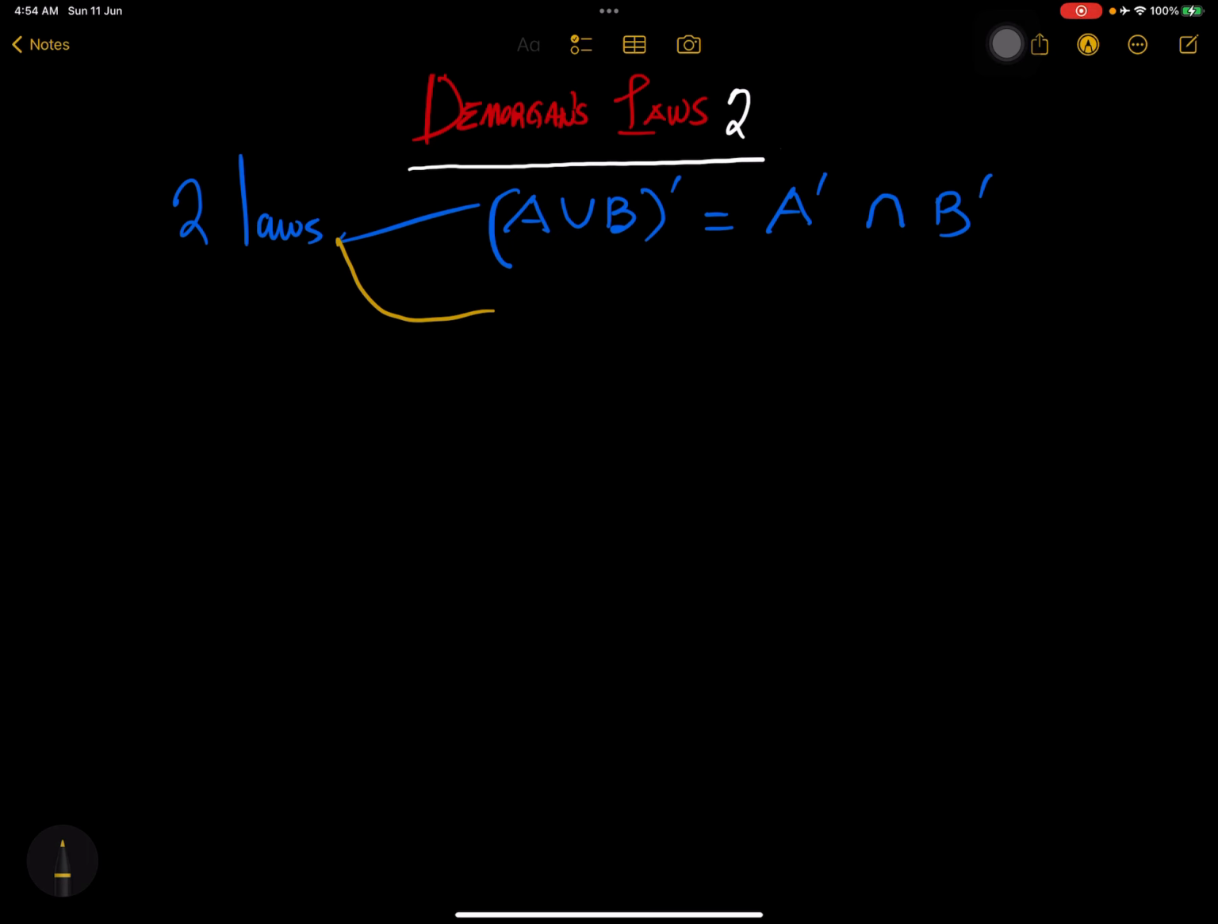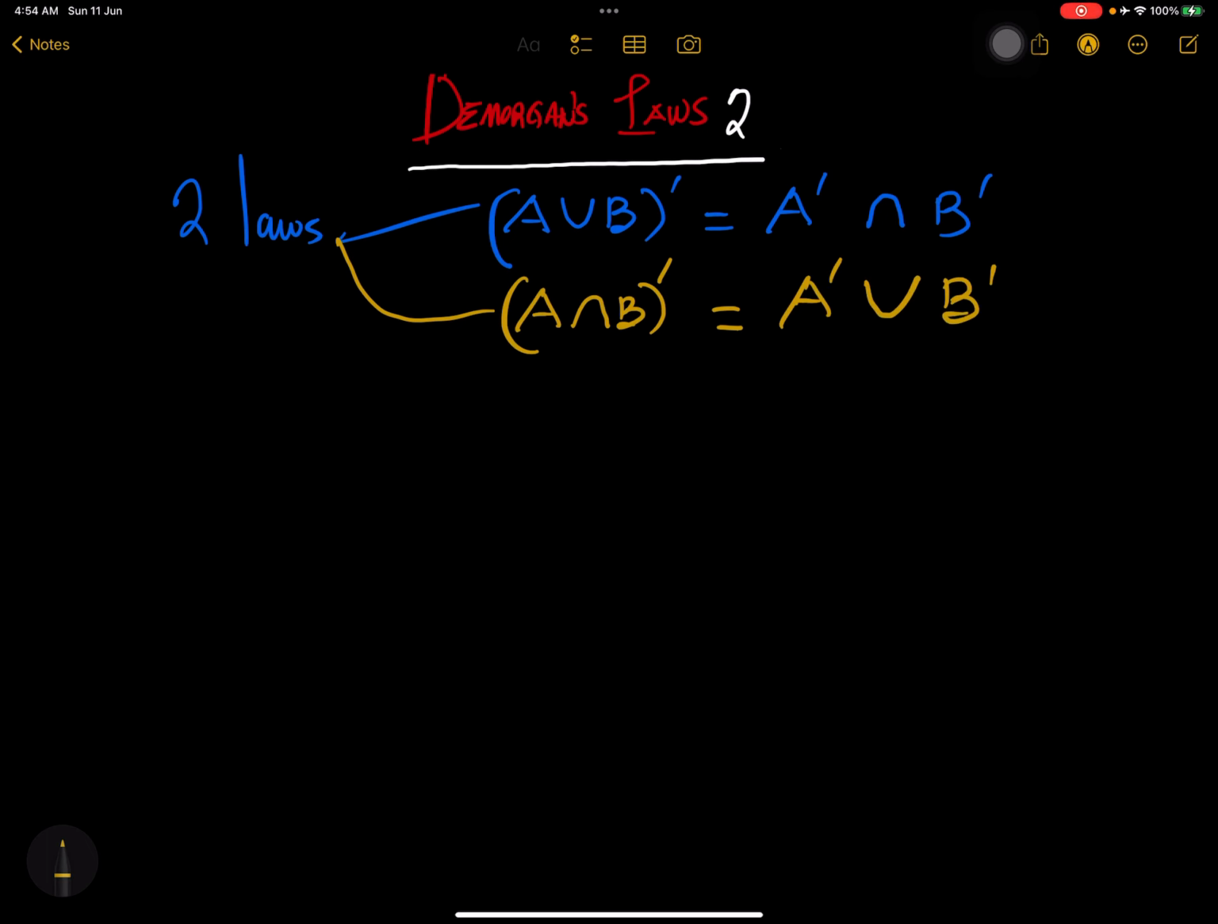if you have A intersection B, and you take the entire complement, then the complement of A intersection B, the law says, should be equal to A complement union B complement.